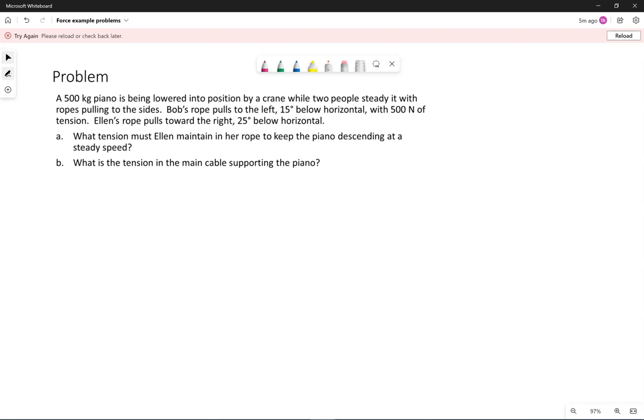All right, so we have another problem. And I'm intentionally varying the problems so they're not all similar right in a row, because again, the approach to the problem is what is most important.